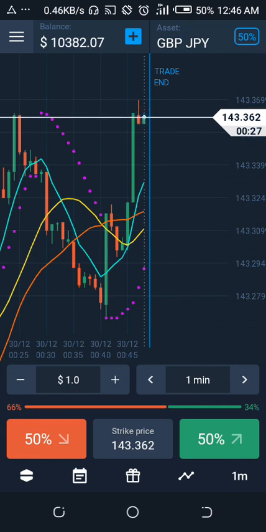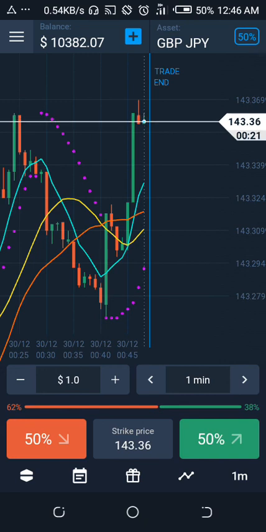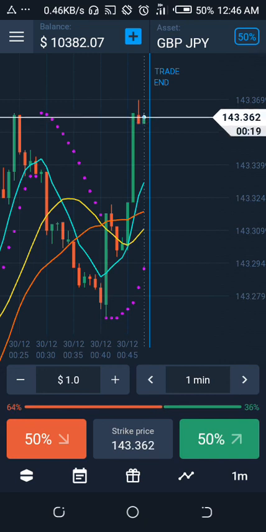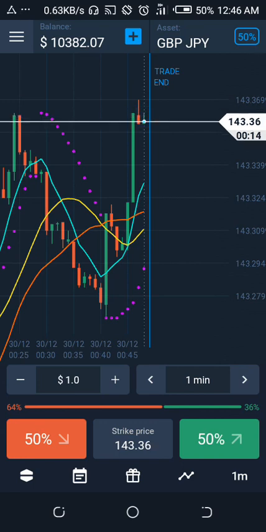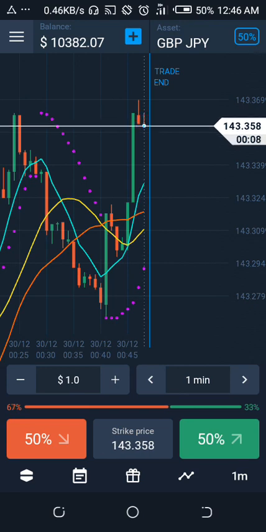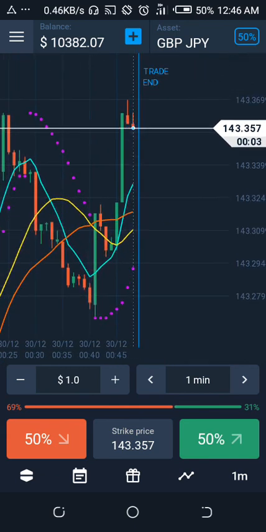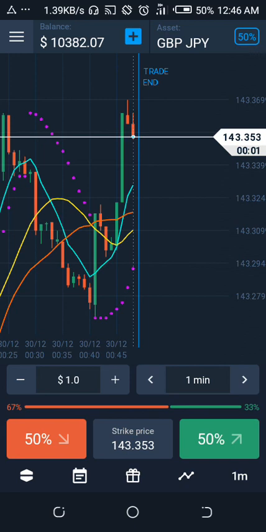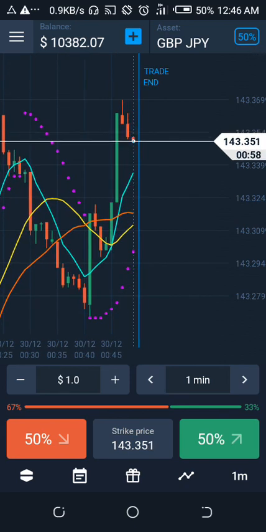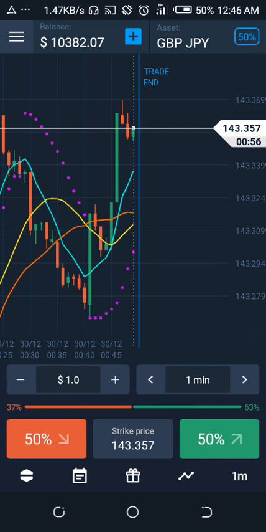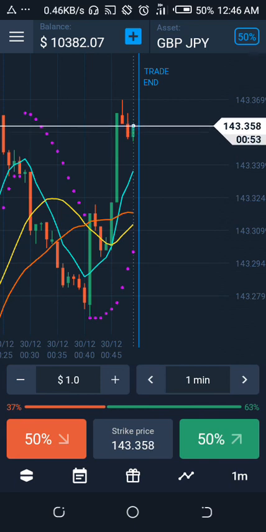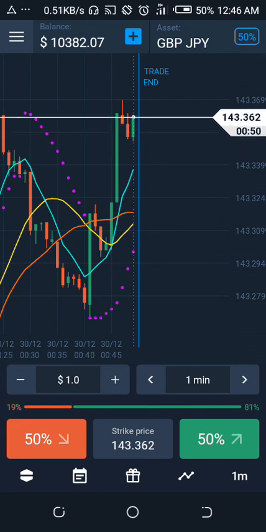This is the Olympic Trade app, and I use the SMA and parabolic SAR strategy. SMA is simple moving average, and parabolic SAR is the dotted line here in purple. That's the parabolic. Then SMA is the green. SMA green is set to 7, SMA yellow to 17, while red I set to 25.